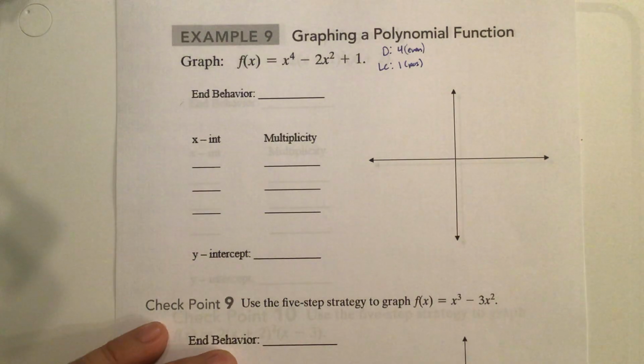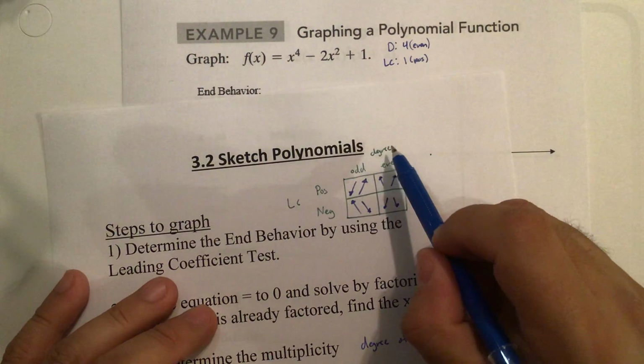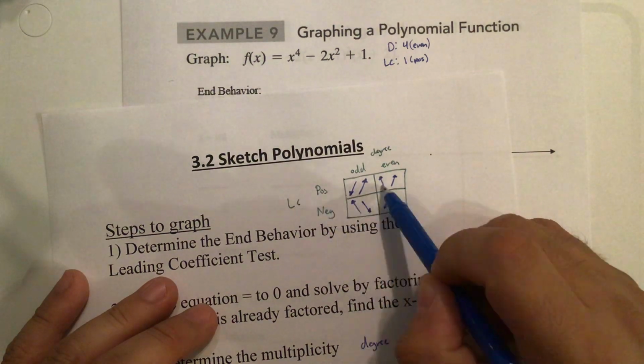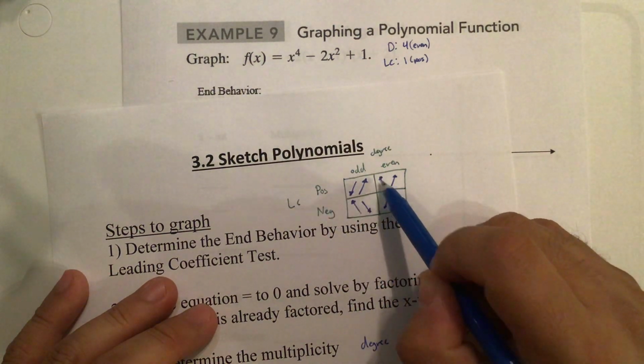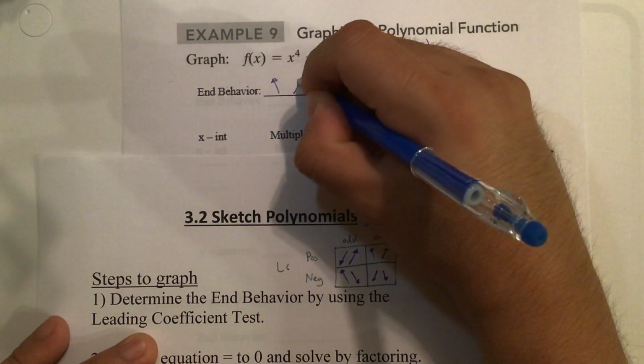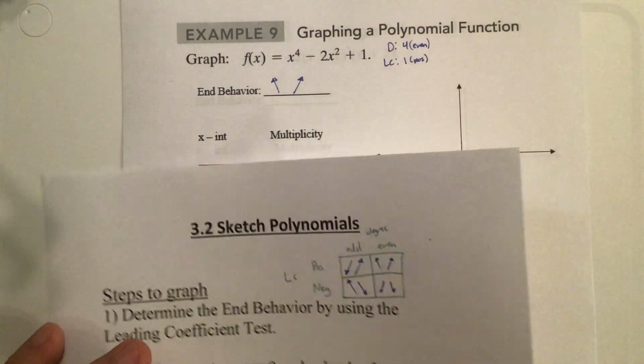So if you recall from earlier, if the degree is even and the leading coefficient is positive, then our end behavior, to the left it rises and to the right it rises. So it looks like this. So that's what our end behavior should look like for our graph.